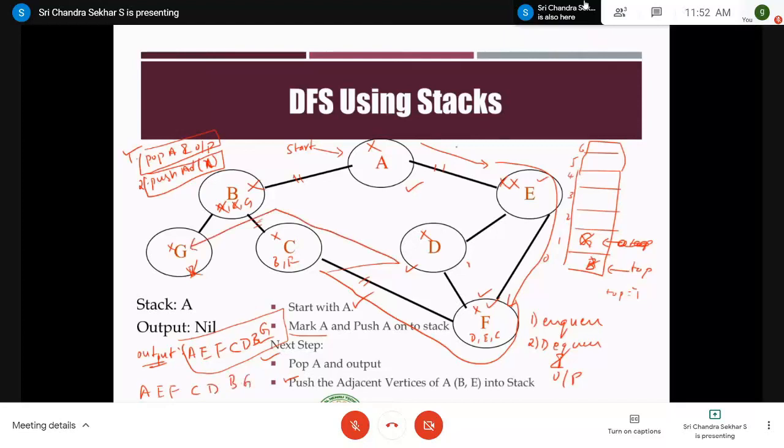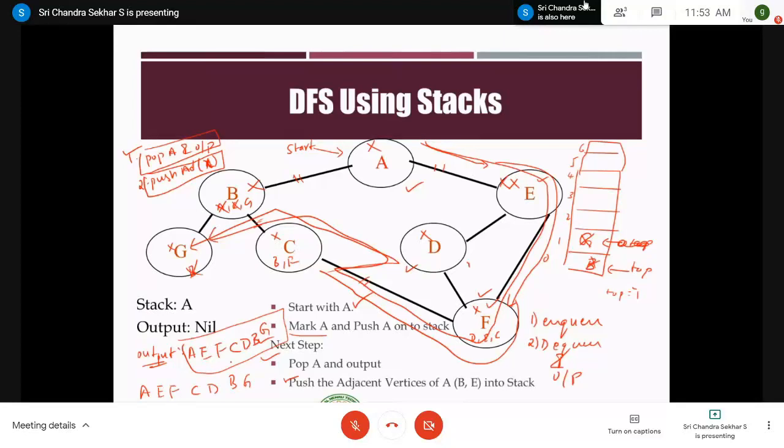So you can observe that you are going deep from A to E, E to F, and F to C, and then you have backtracked. Why? Because nothing is there to traverse, therefore you backtracked, and from there again you have gone through B and G. So this is called depth. A, E, F, C, D, B, G. So this is an example of depth first search.